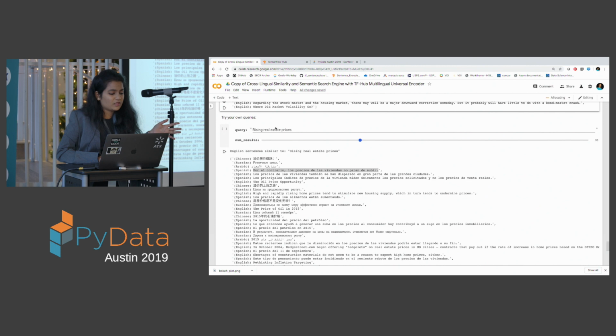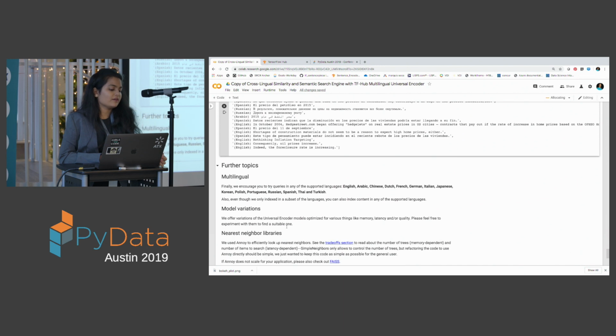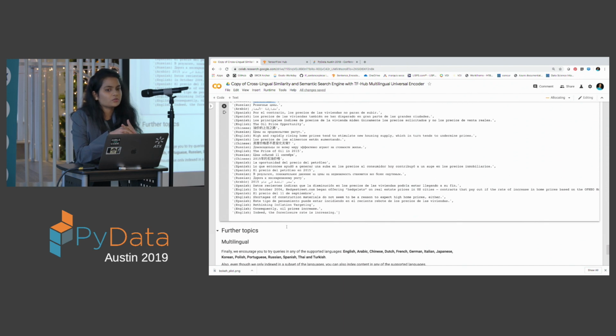And here I'm trying my own other queries. I tried "rising real estate prices," and I have no idea what these mean. I'm not conversant in any of these languages, but I checked on Google Translate, and the top sentences in Chinese, Russian, everything correspond directly to real estate. So that's how it has been useful for me. I've used it mostly for document classification, but you could also use it for multiple other NLP tasks. That's all I had, and thank you so much.